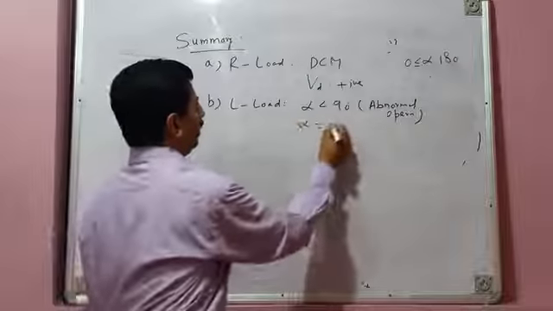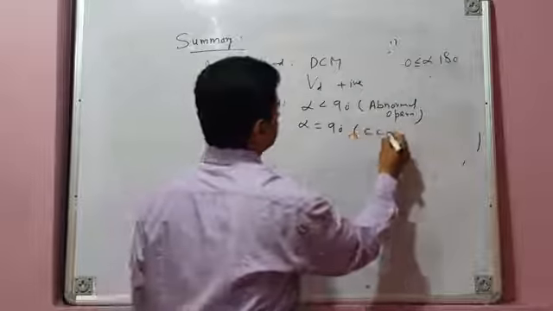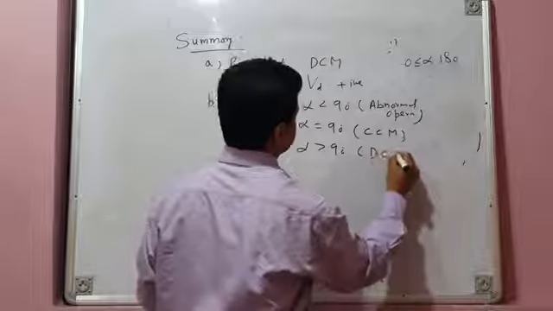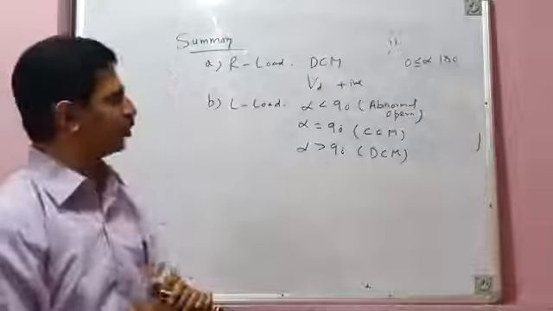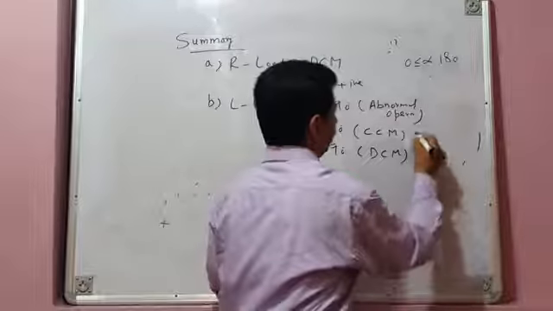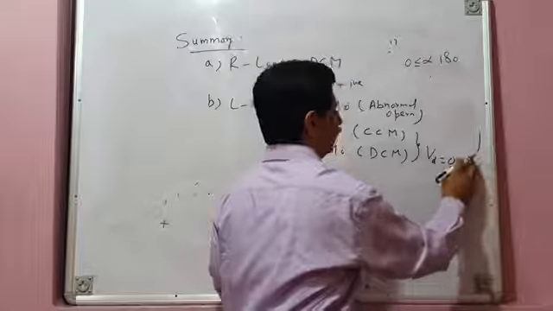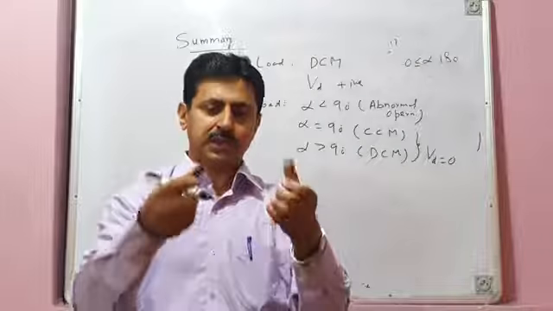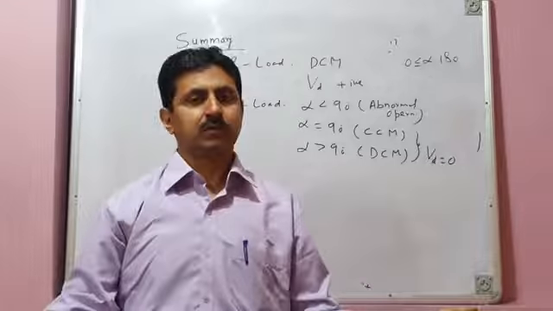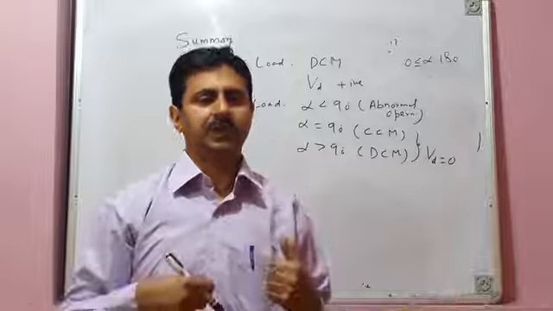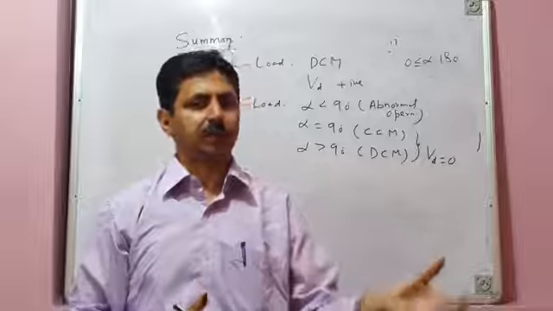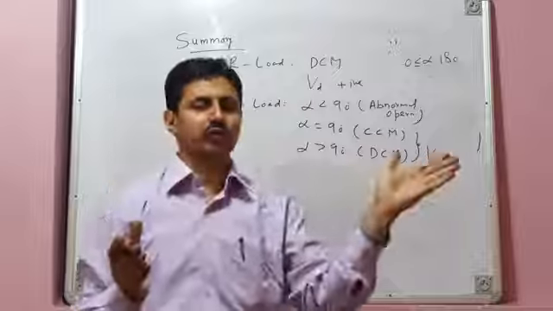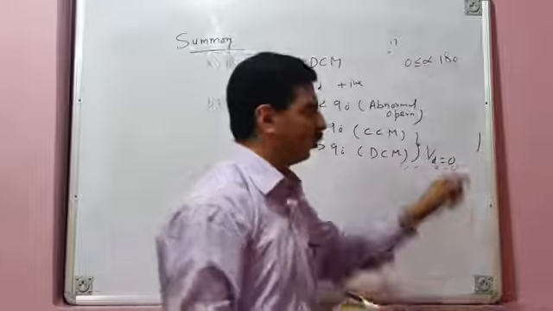Alpha equal to 90 degrees gives just continuous conduction mode of operation, and alpha greater than 90 degrees always gives discontinuous conduction mode of operation. The average load voltage for purely inductive load is always zero, because average voltage across an inductor is always zero. Energy released is always equal to energy stored. It does not consume any energy. Inductor is a wattless circuit element. So there is flow of power from source to load, and then power flows back from load to source. So power is not consumed, and average load voltage is always zero.